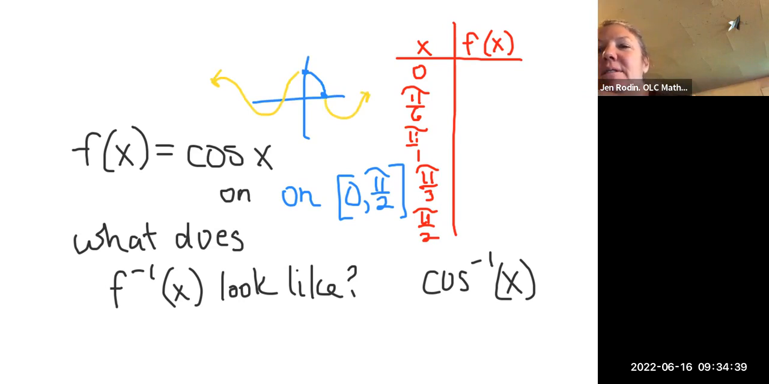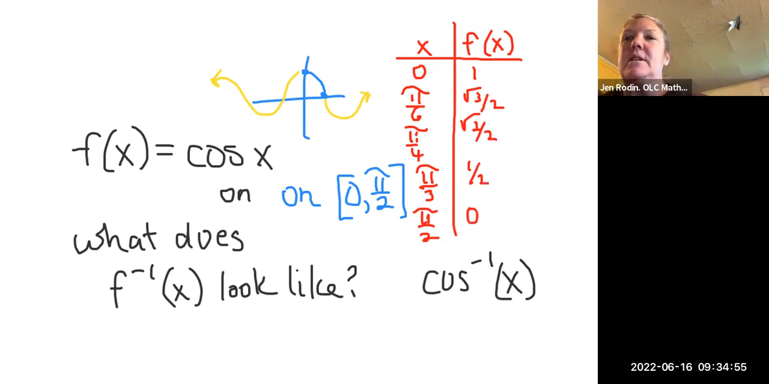Then the cosine of these things is 1, square root of 3 over 2, just from your old table. This was pi over 4, square root of 2 over 2, a half, and 0. So that's the cosine function from 0 to pi over 2 with our favorite values, right? So what does inverse cosine of x look like?